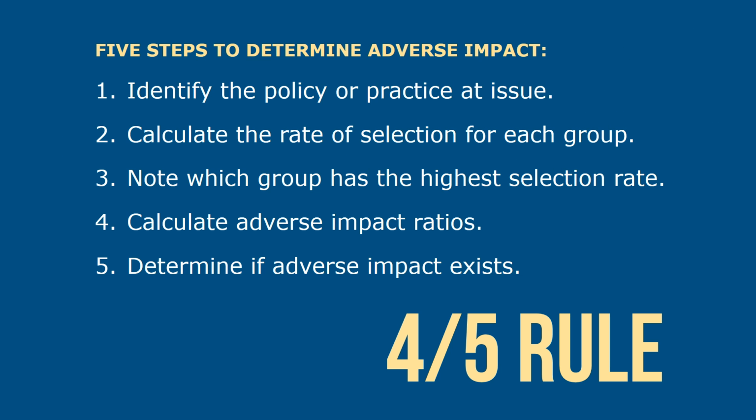There are 5 steps to determining adverse impact using the 4/5 rule. Number 1, identify the policy or practice at issue. Number 2, calculate the rate of selection for each group. Number 3, note which group has the highest selection rate. Number 4, calculate adverse impact ratios. And number 5, use the test to determine if adverse impact exists. Let's take a look in detail.